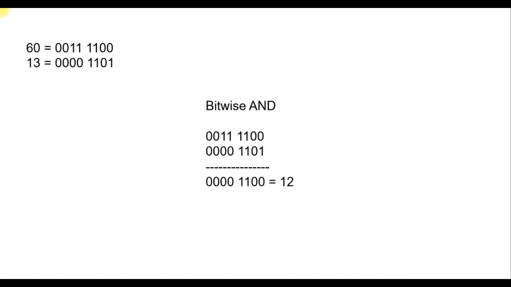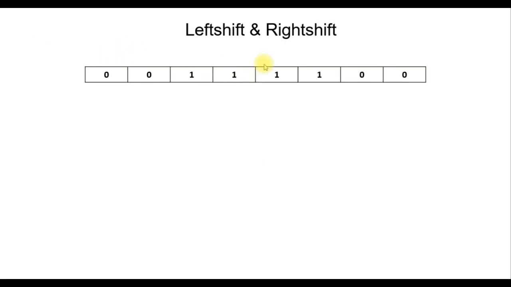Now let's see the bitwise AND. In the truth table, we saw that the AND operation gives a result of 1 if both the operands are 1. In logical operators, the operands were the number as a whole, but in bitwise, this number is nothing but 60. Now when we apply left shift to it, let's say we left shift it by 2.